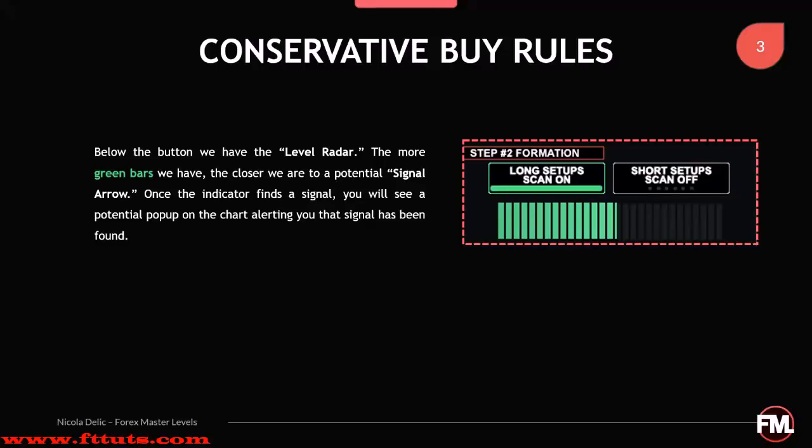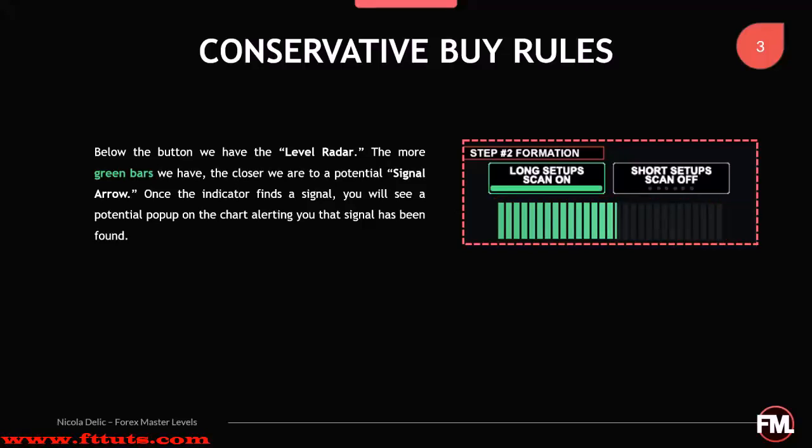Below the button, we have the level radar. The more green bars we have, the closer we are to a potential signal arrow. Once the indicator finds a signal, you will see a potential pop-up on the chart alerting you that a signal has been found. So if you look over here, we have what we call the level radar. We are halfway there, and if you see something like that, there is a good chance that your setup will come soon.